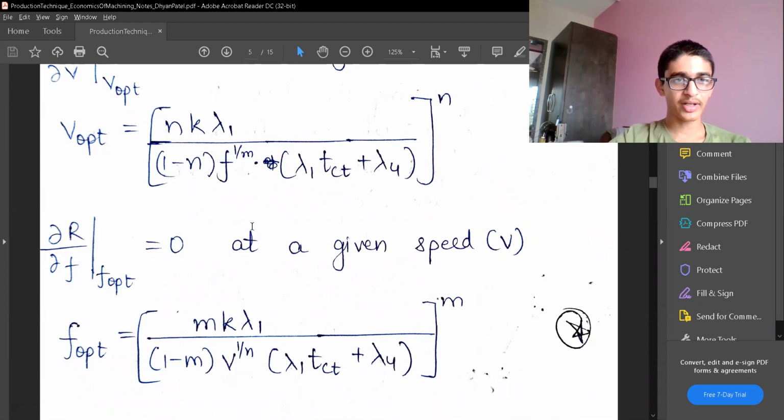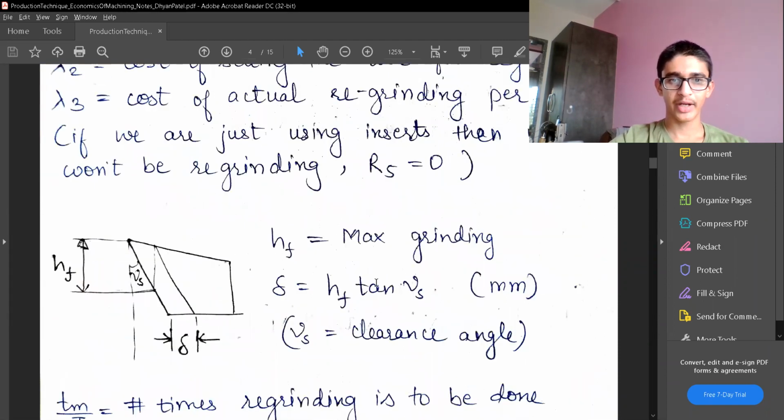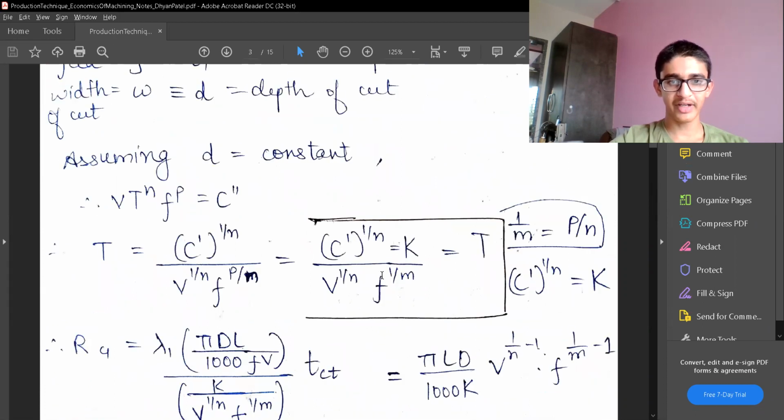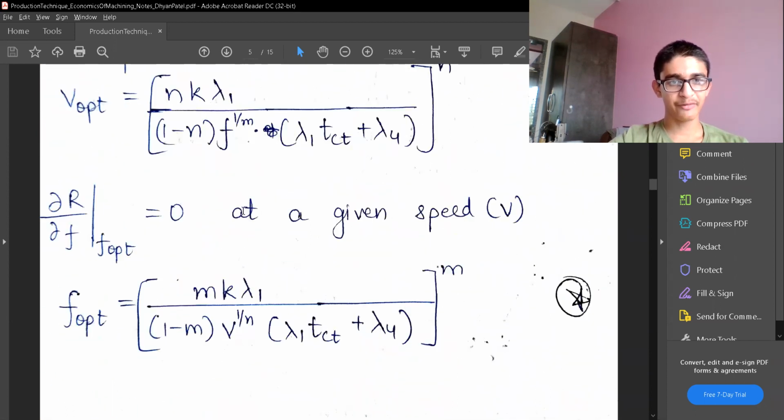So you just see what the changes are. Here we have n, here we have m, here n, m. The velocity and the feed have changed. So for the V optimum formula, we have feed over here, and feed is always occupied with 1 by m. We have already seen over here also, and in the above equations also, that the feed always has an exponent power of 1 by m. And for F optimum, we have velocity in the denominator, which has the exponent as 1 by n.